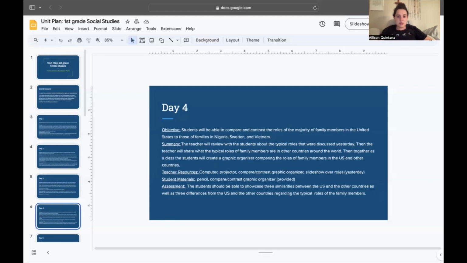Day four, the students will compare and contrast roles of typical United States family members with those of other countries. So we will talk about what we discussed yesterday about typical roles in the United States, and then we'll talk about different roles in the world. And then we will complete a graphic organizer together comparing these roles in the United States and other countries, specifically three similarities and three differences.